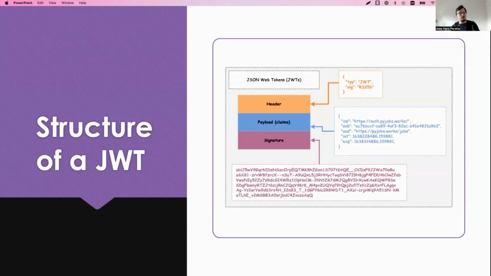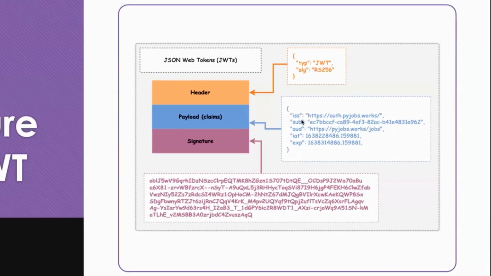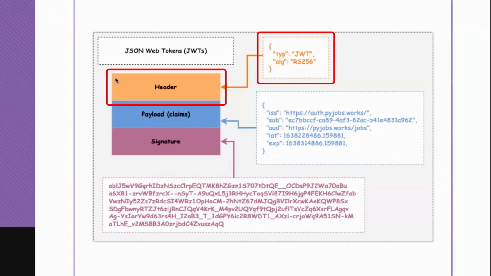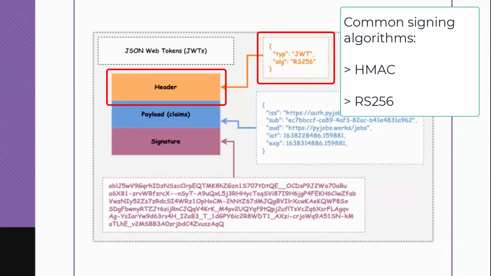So let's see what a JSON web token looks like. It has three parts. The first one is the header, which contains metadata about the token. It identifies the token as a JSON web token. It also tells us which algorithm was used to sign the token. In the context of JWTs, the two most commonly used algorithms are HMAC and RS256.